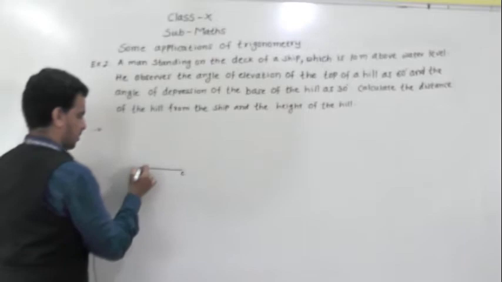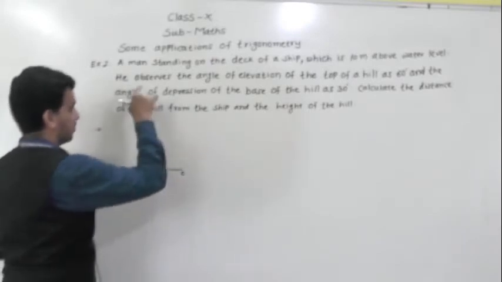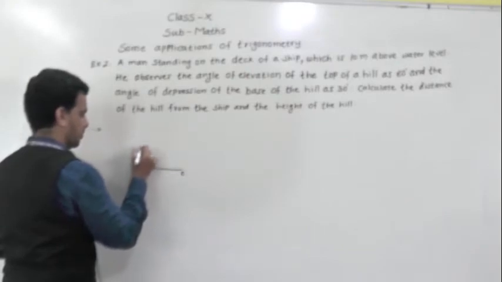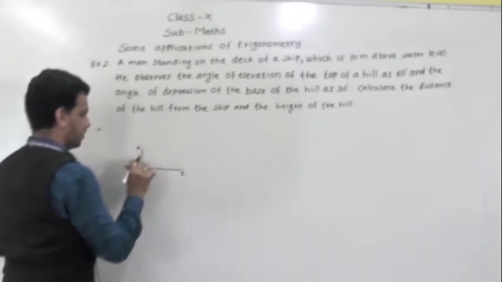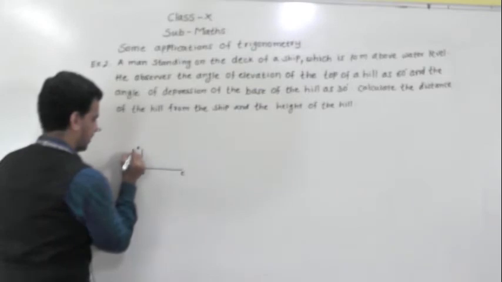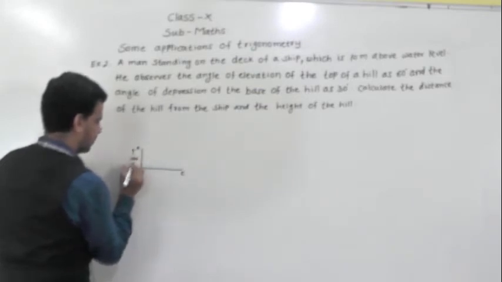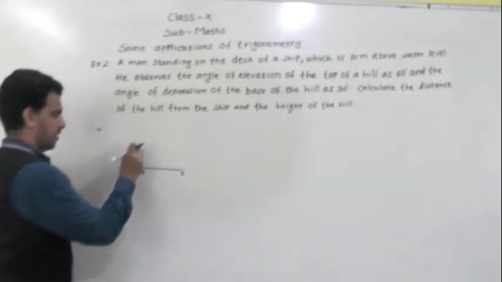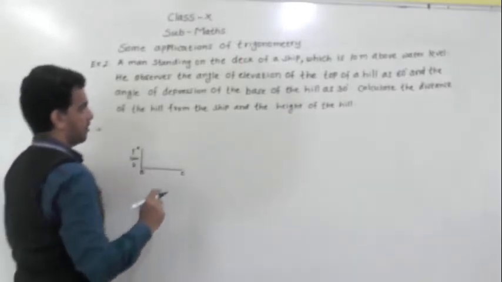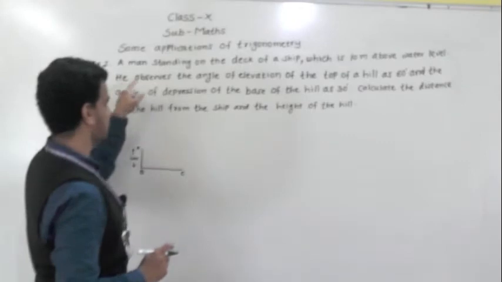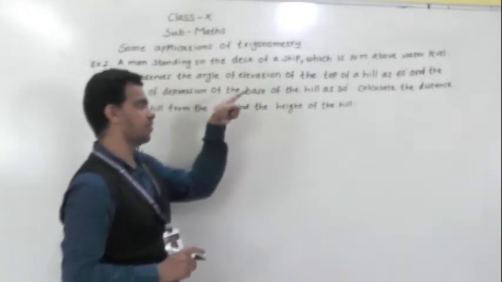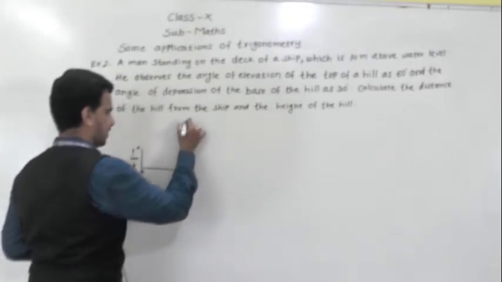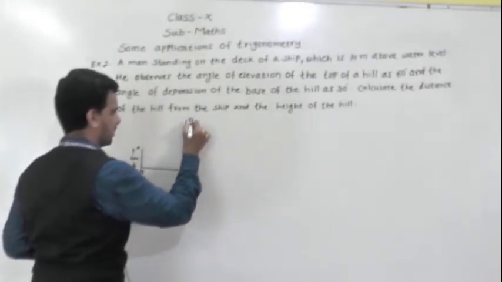A man standing on the deck of a ship which is 10 meter above water level. So AB, that is the deck, the height of the deck, which is given as 10 meter. The man standing on the deck of the ship is at point A. Then what is given? He observes the angle of elevation of the top of a hill. So CD is the hill.